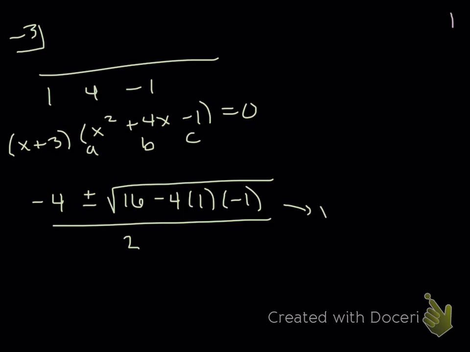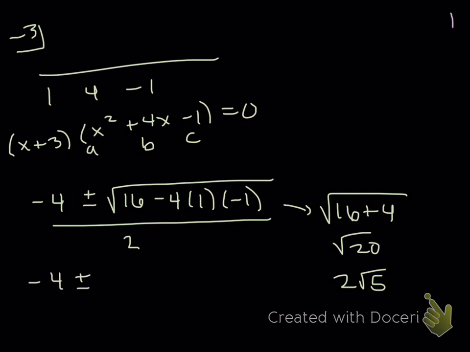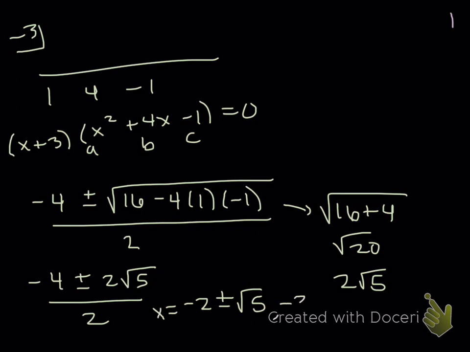Underneath the radical, we'll get 16 plus 4, which is 20, which I know breaks down to be 2 root 5. So put that back in here. I have -4 plus or minus 2 root 5 all over 2. And I could just divide everything by 2. So I'll get -2 plus or minus root 5. So that represents 2 answers for x. And then our third answer is that initial zero that we found, -3.